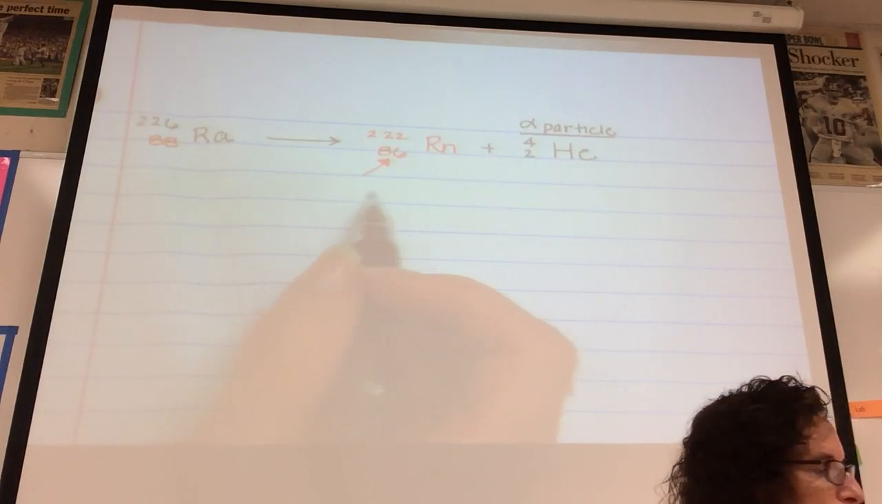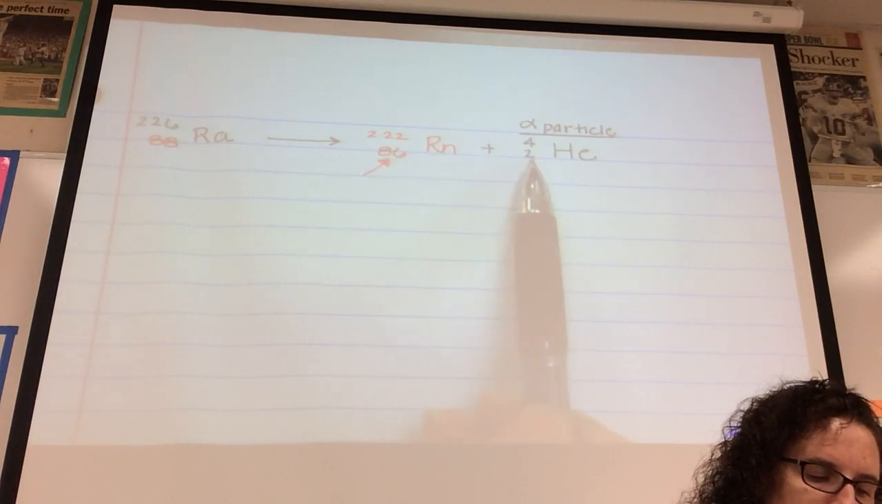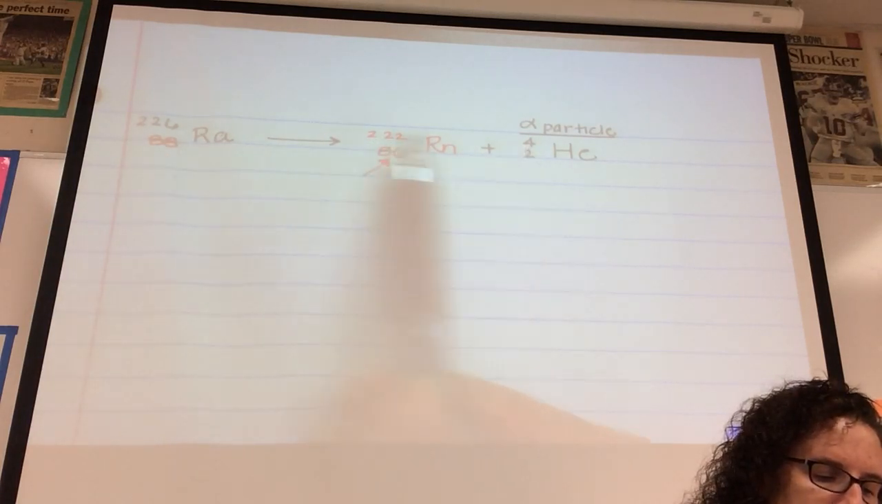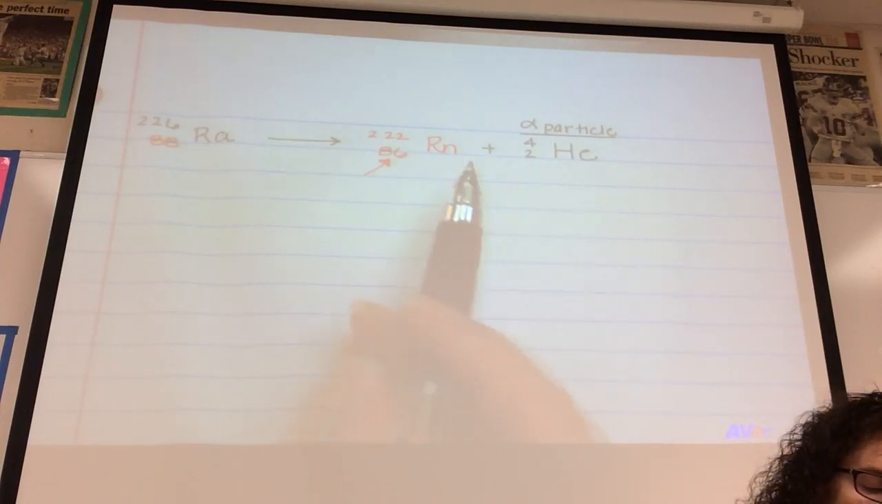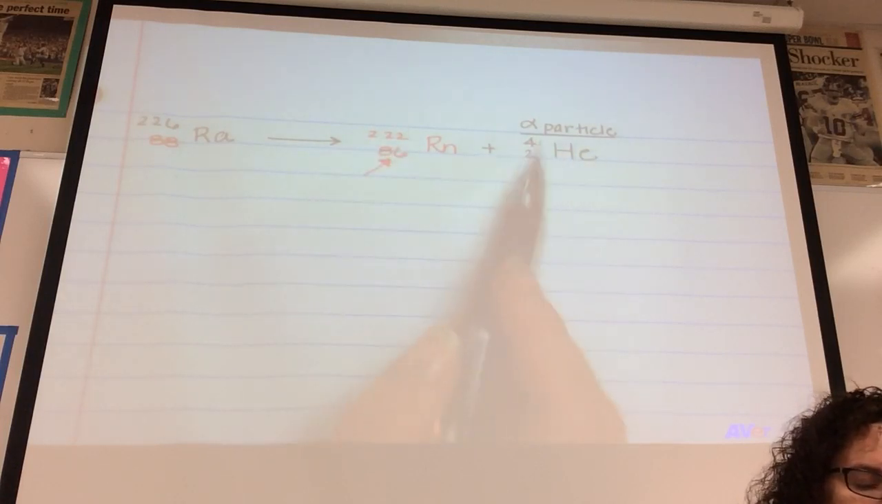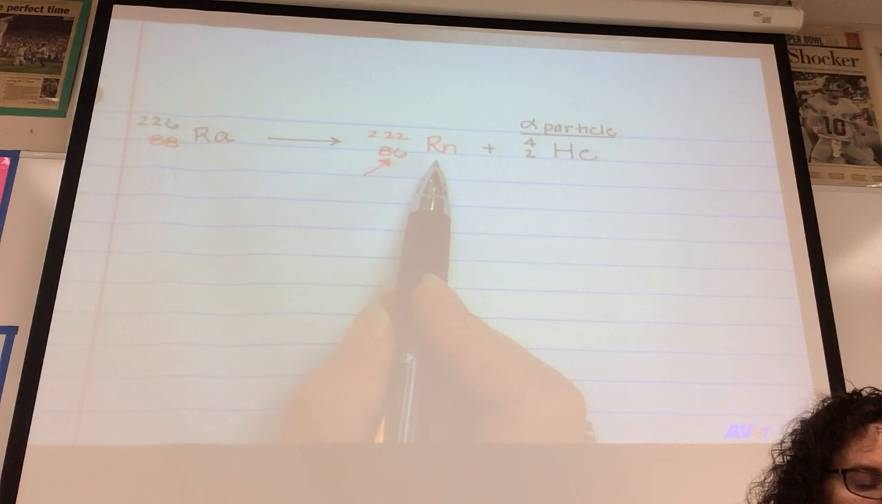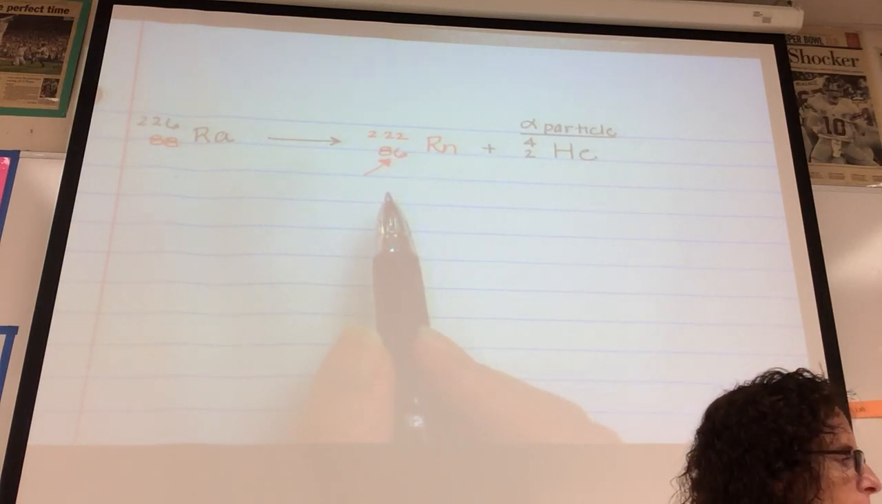All right, so this is balanced. You can see the subscripts are equal. 86 plus 2 is 88. 222 plus 4 is 226. You will also see that the atomic number and the mass number decrease when you have alpha particle emission, giving rise to a new substance. Let's take a look at a few others.